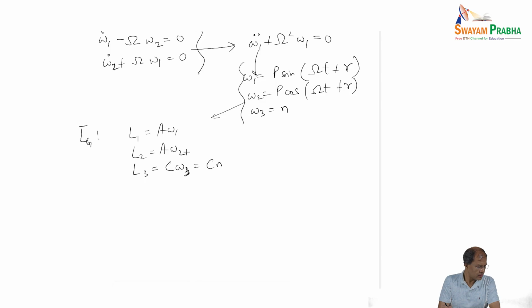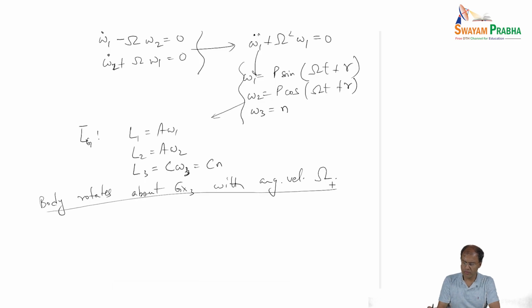So the result is that the body rotates about the Gx3 axis with angular velocity omega. So this is what is happening. Omega is the same omega that we had seen. Then let us try and look at some problems involving the Euler's angle.